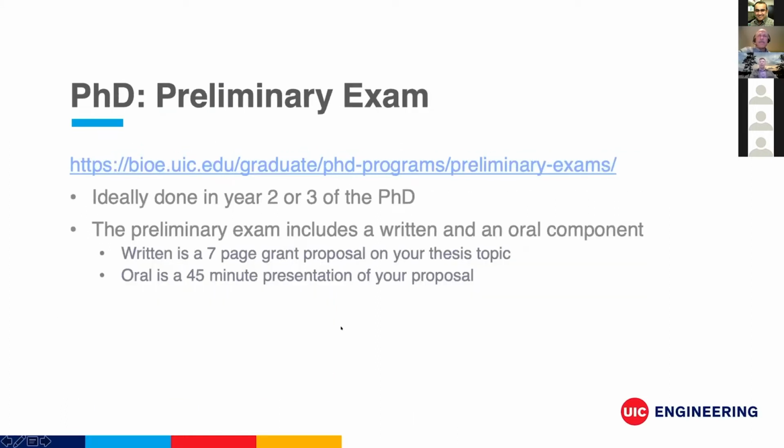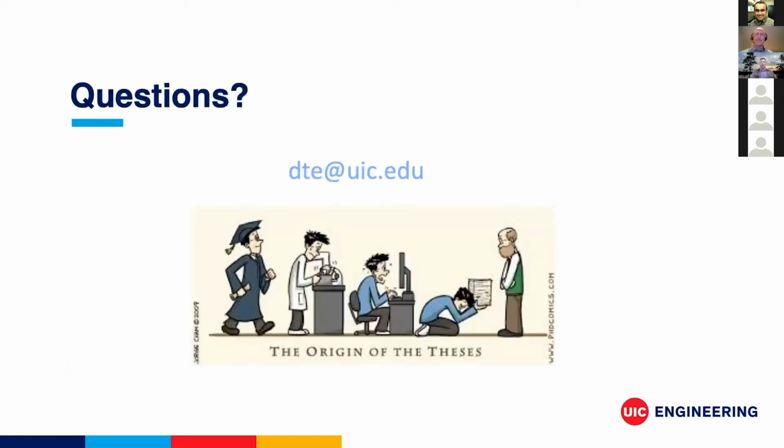The preliminary exam, that's for both bioengineering and bioinformatics. Again, here's a link to more details, but it's ideally done in year 2 or 3 of the PhD, and it includes both a written and an oral component. The written component is essentially a 7-page grant proposal on your thesis topic that you then present in a 45-minute-ish presentation to your thesis committee. And then the qualifying exam is a written qual for bioinformatics, but not for bioengineering. And that is all I had.